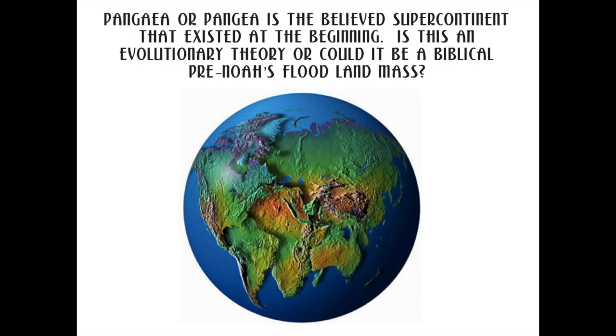Okay, so is this an evolutionary theory, or could it be a biblical pre-Noah's flood landmass? It very possibly could be that this could have been what God created, and then after the flood, or during the flood, that they ripped apart very violently and were pulled away from each other. Not only when the flood happened did water come from the sky, but it said that the floodgates from below came up.